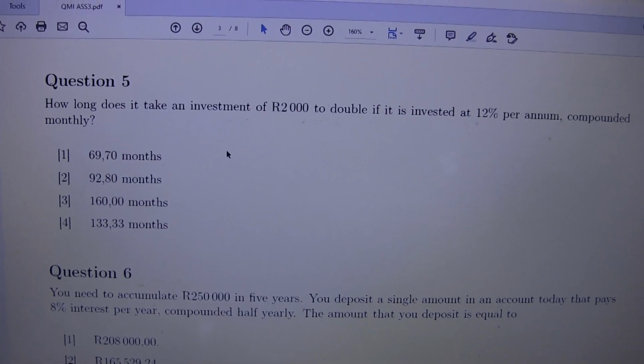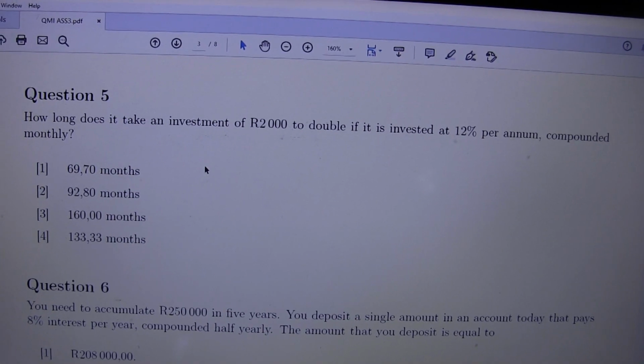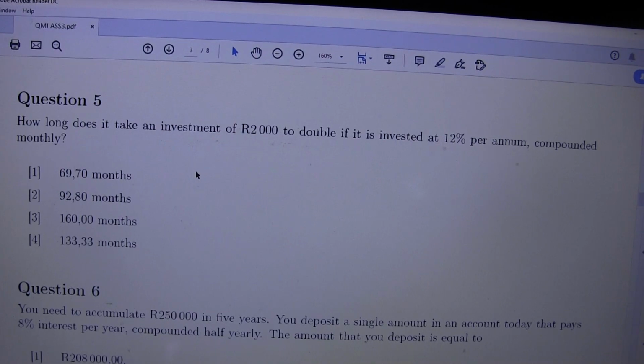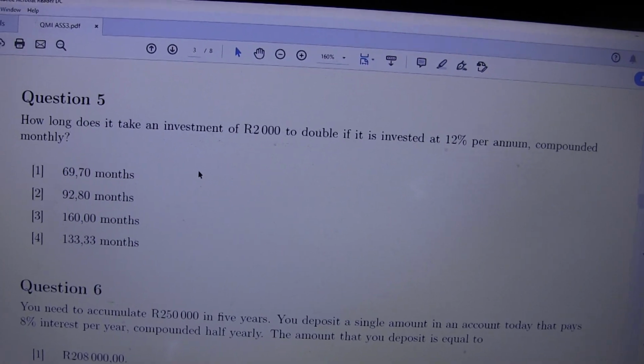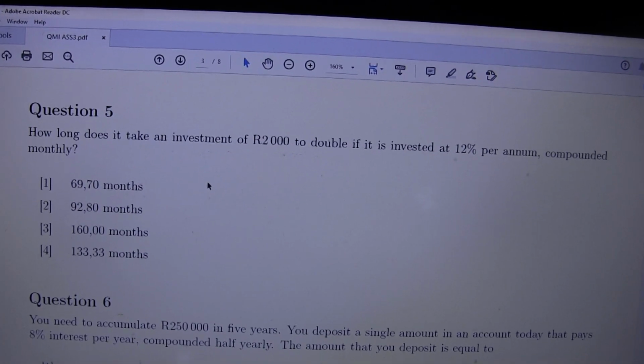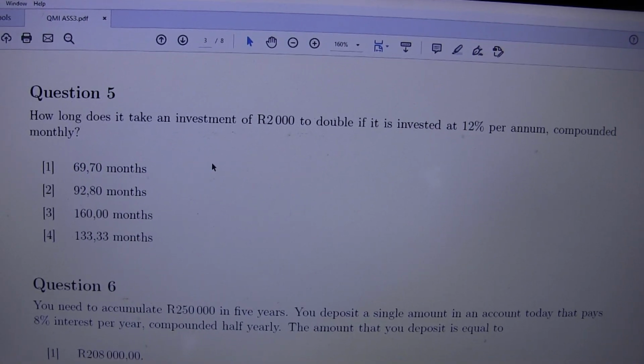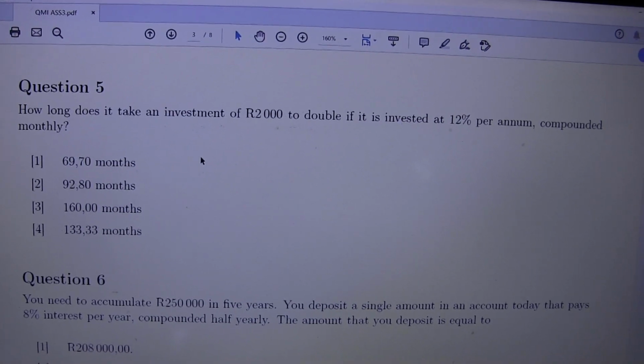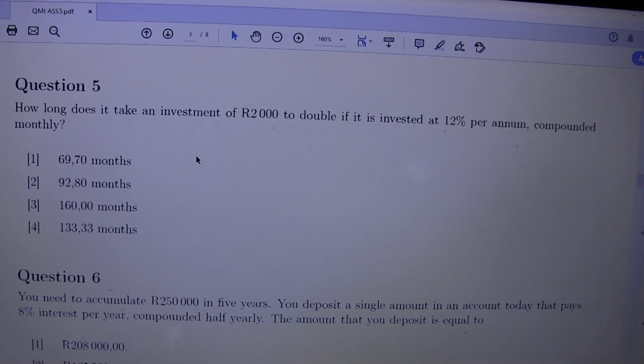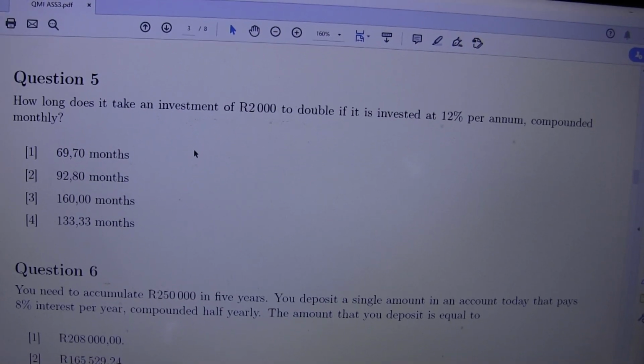Okay, question 5. They say, how long does it take to invest 2,000 to double up? So what is to double up? Means how long, means we don't know the time. So the amount is 2,000. To double up means after a certain period of time, after that time we don't know, it's going to be 4,000 because it doubled up. But if it's triple, you take 2,000 multiplied by 3.